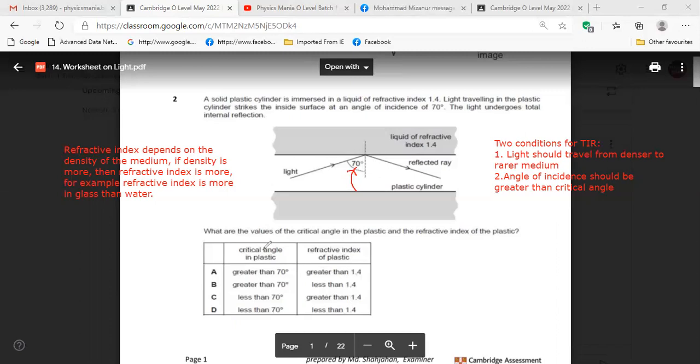Yes, sir. And here I told you the condition for total internal reflection, light should travel from denser to rarer medium. So the plastic is denser, right? Yes, sir. So if plastic is denser, then according to this information, the refractive index of plastic should be more, right? Do you agree? So what should be the answer now? A, B, C, D? C. Yes, C for correct.